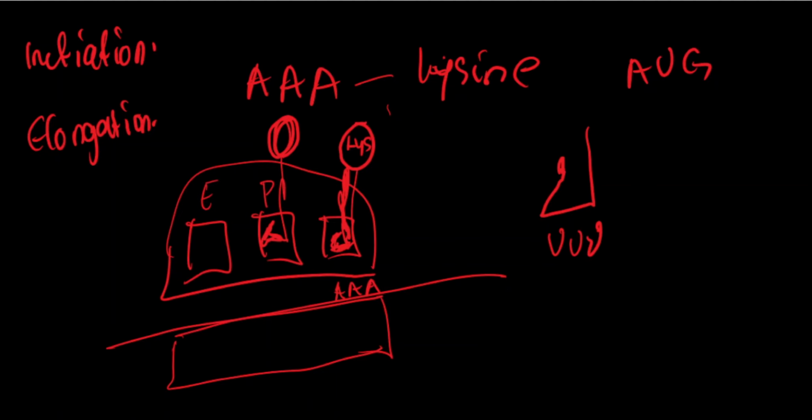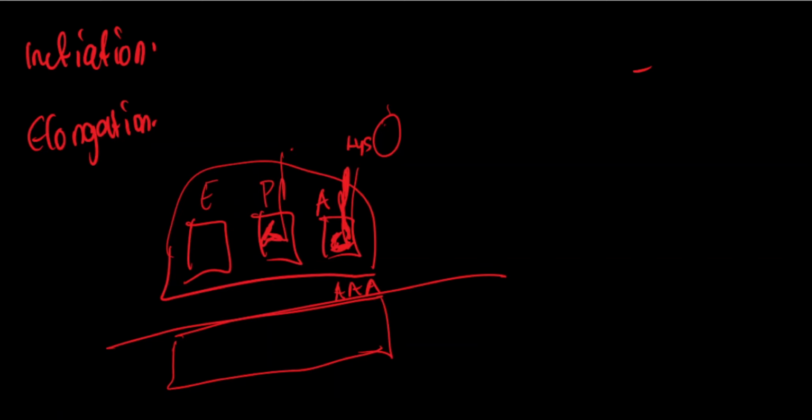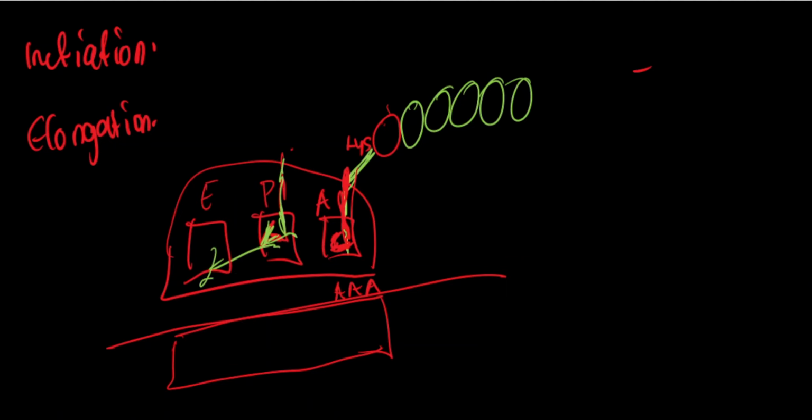Now this is of course the A site. What happens is that methionine, or the growing chain, let's assume we already have a growing chain, is transferred to the A site. So we'd have something like this. And then this transfer RNA at the P site would be moved to the E site.